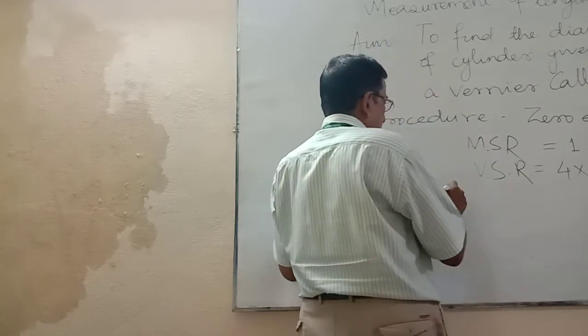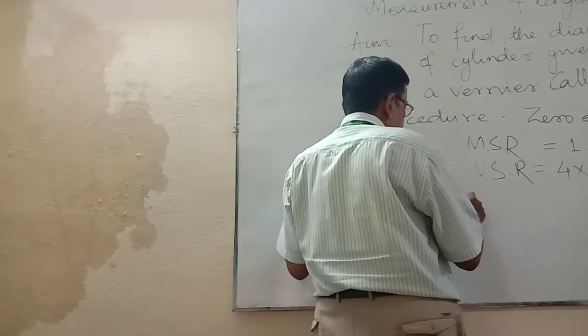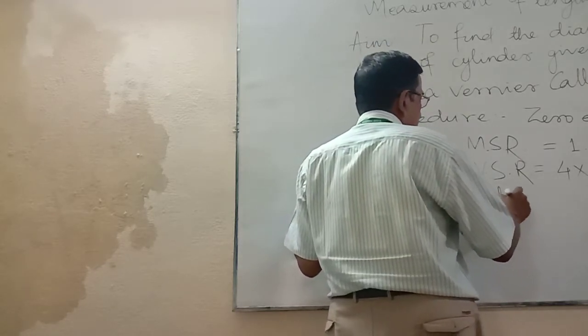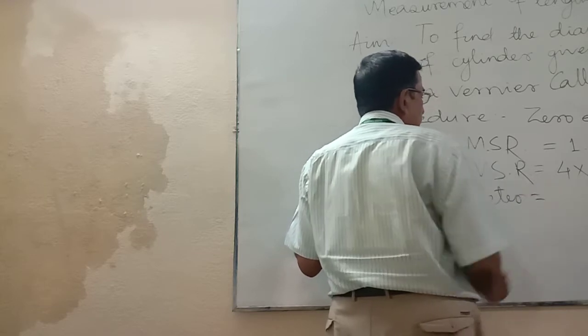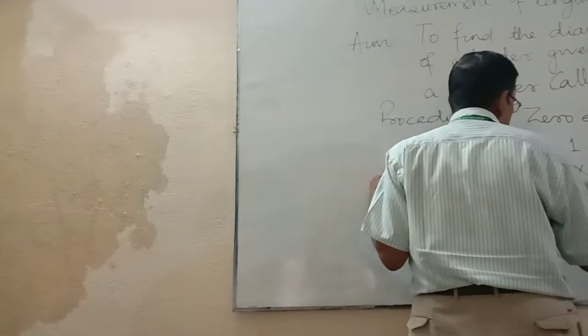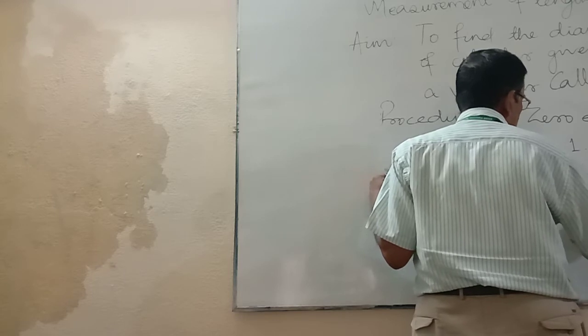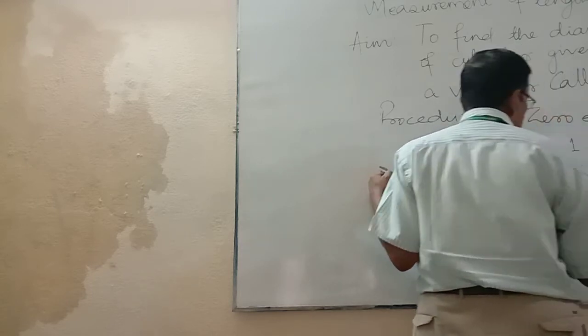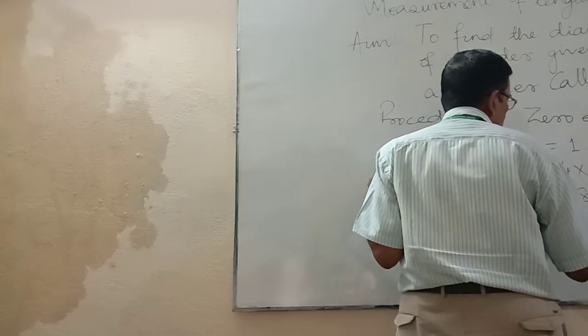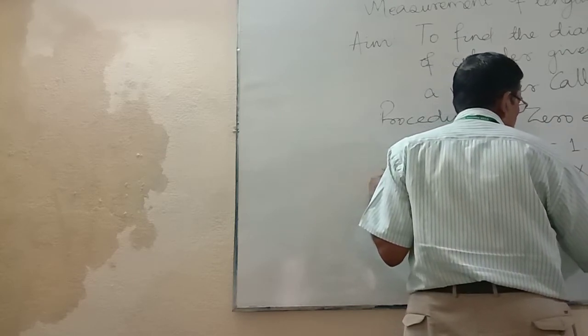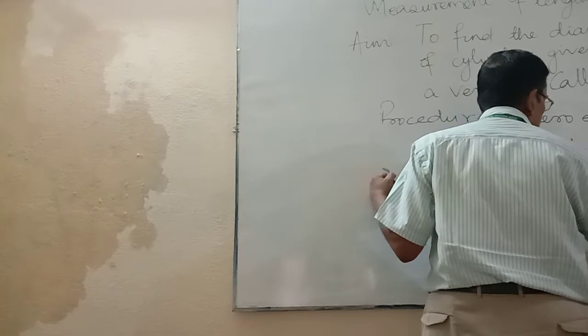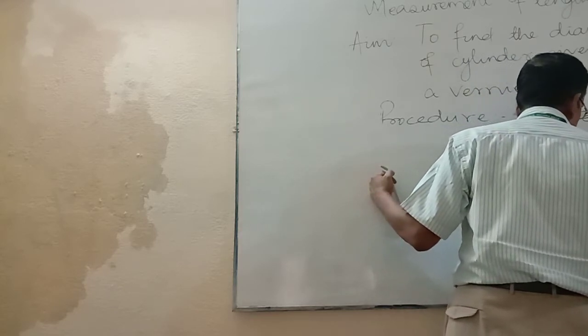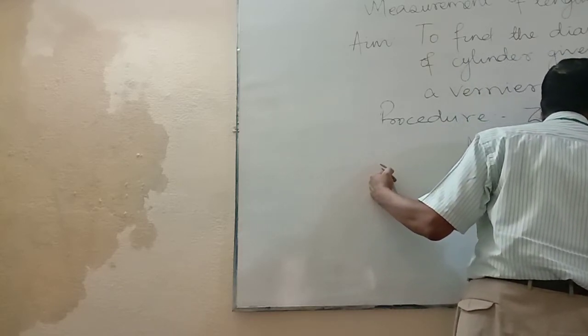So your diameter is equal to MSR plus VSR. MSR plus VSR equal to 1.2 plus 0.04 equal to 1.24 centimeter.